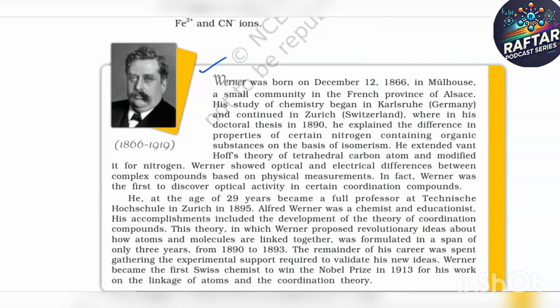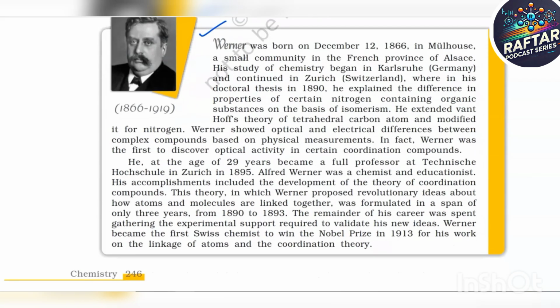Werner was born on December 12, 1866 in Mulhouse, a small community in the French province of Alsace. His study of chemistry began in Karlsruhe, Germany, and continued in Zurich, Switzerland, where in his doctoral thesis in 1890 he explained the difference in properties of certain nitrogen-containing organic substances on the basis of isomerism. He extended van't Hoff's theory of tetrahedral carbon atom and modified it for nitrogen.